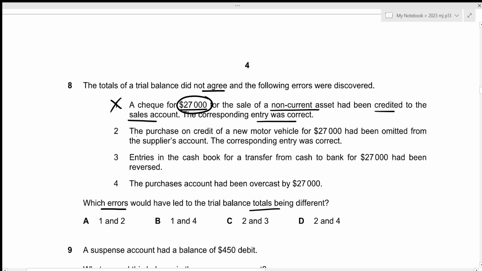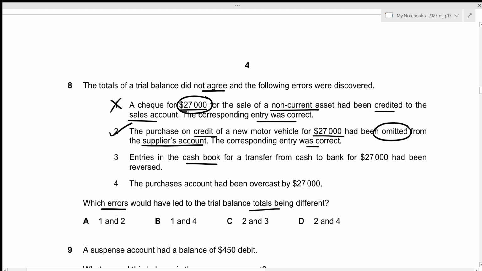For the second one, we're given the purchase on credit of a new motor vehicle of 27,000 had been omitted from the supplier's account. The corresponding entry was correct. So this was not omitted completely. This was only omitted from the supplier's account, which means that our supplier's account will now be understated, which will result in the trial balance totals being different. So this is true.